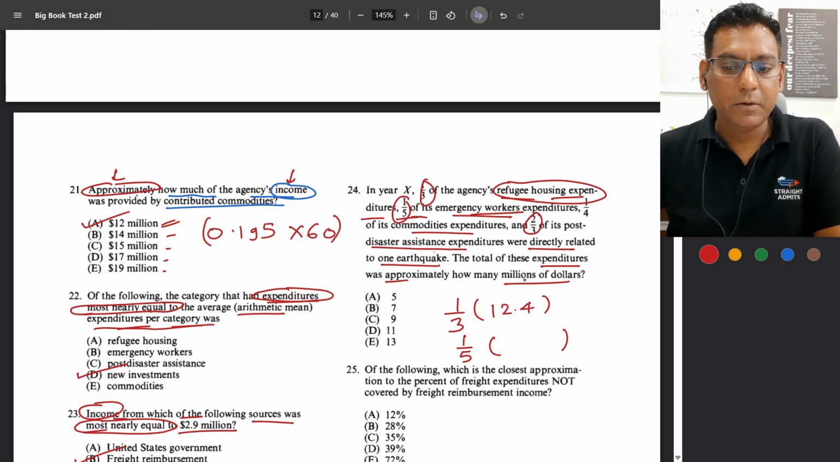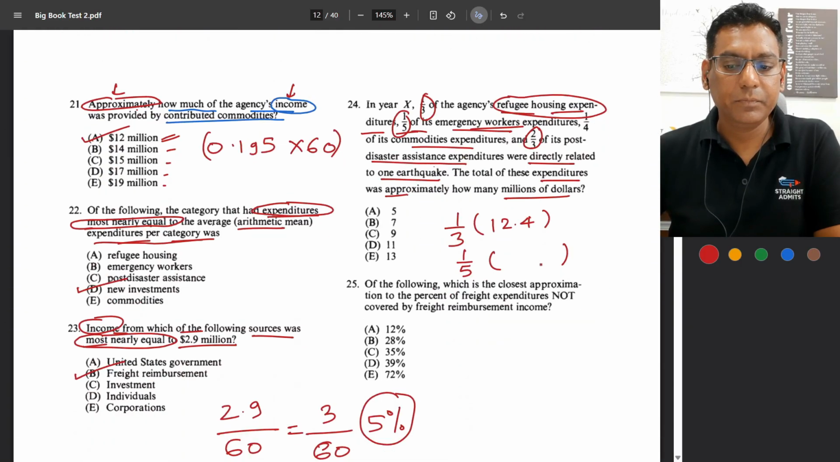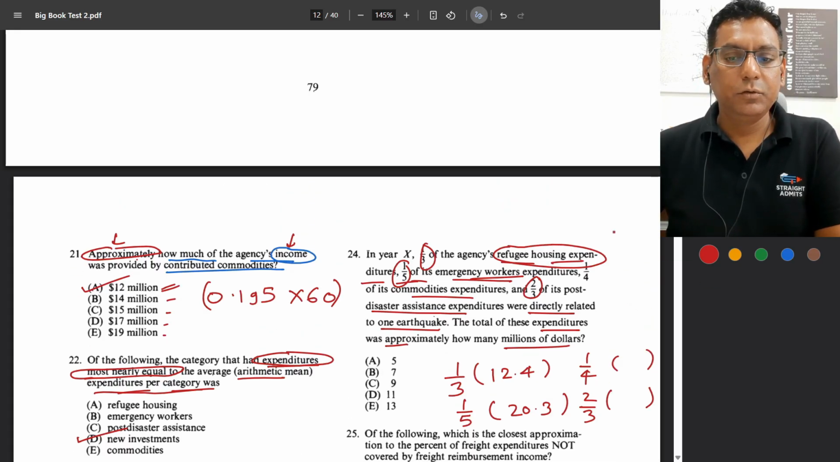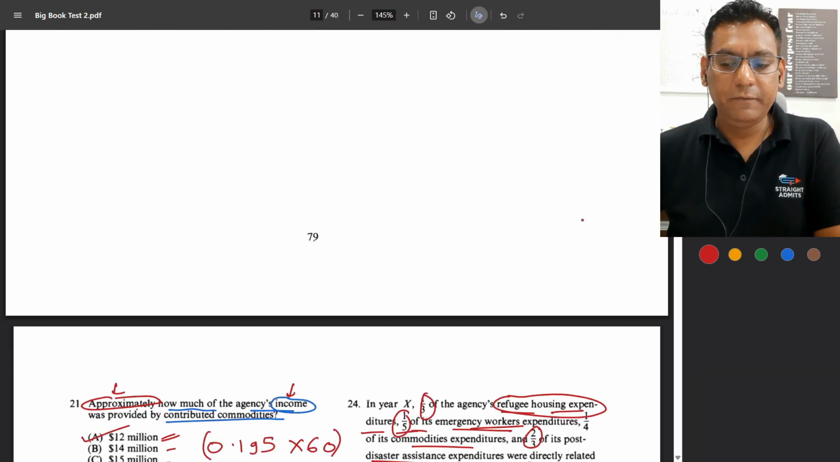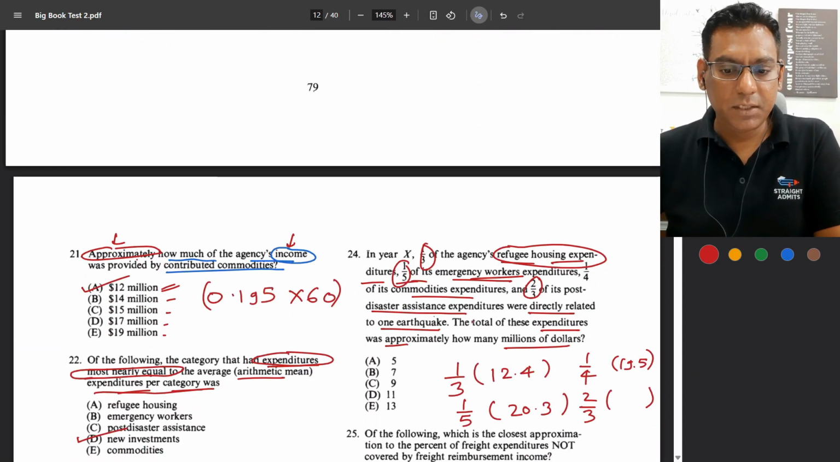Okay, emergency worker, where is emergency worker? Emergency worker 20.3. Okay, then what do I have? One fourth of commodity and two third of post disaster. One fourth of commodities, 19.5, and two third of what was that?